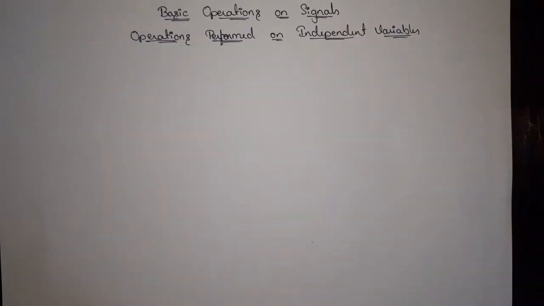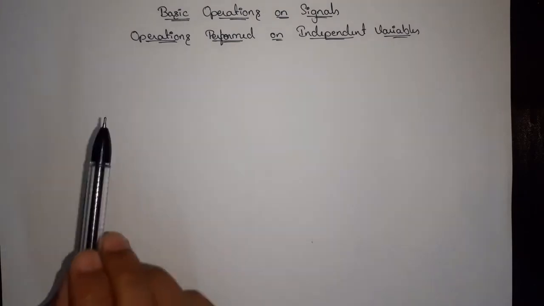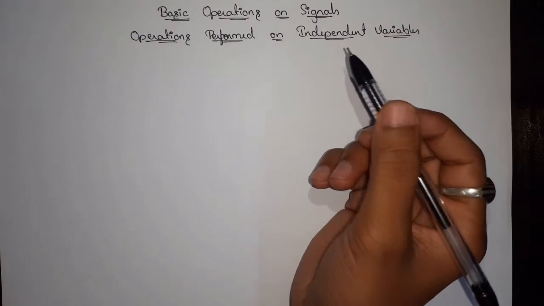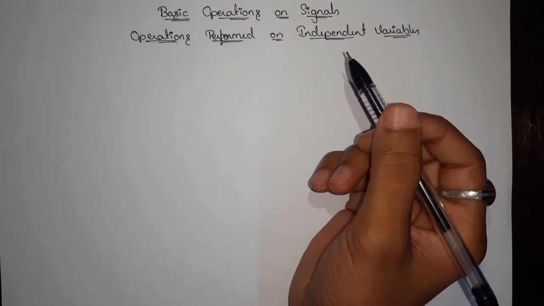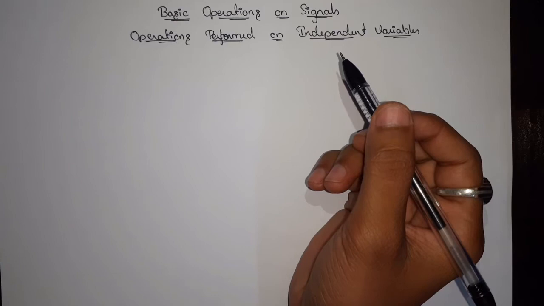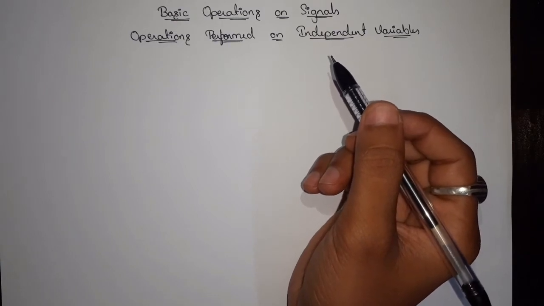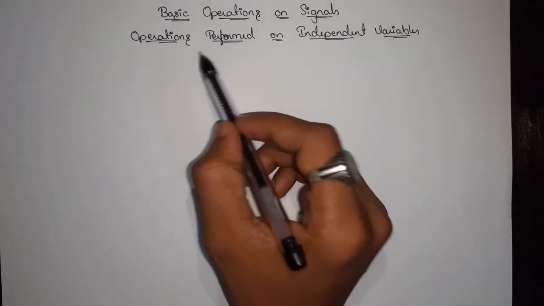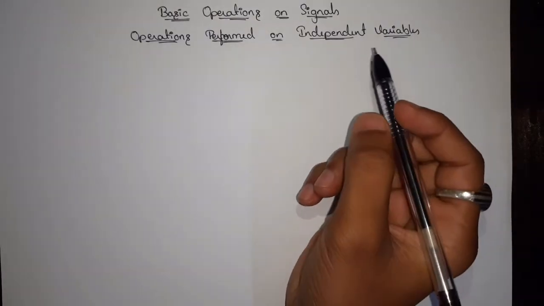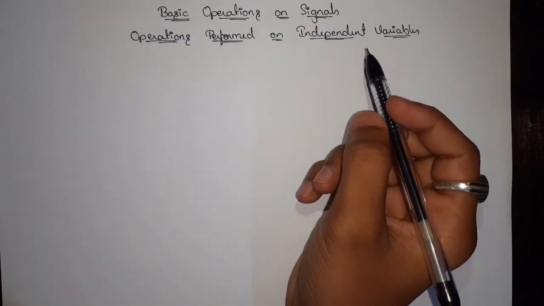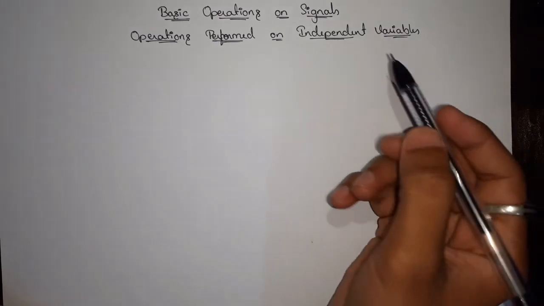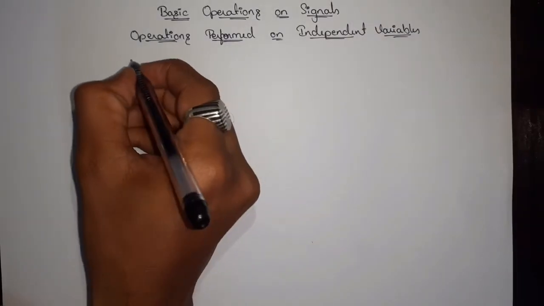Hello everyone. In this video, we are going to discuss the basic operations on signals. Specifically, we are going to see the operations performed on the independent variable. We'll be having two types of variables: one is the dependent variable and another one is the independent variable. In this video, we are going to discuss the operations performed on the independent variable. What are those basic operations performed on the independent variable?